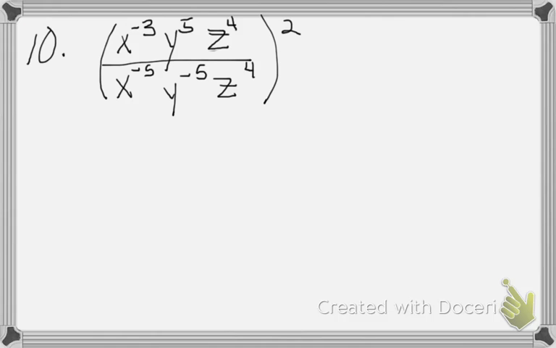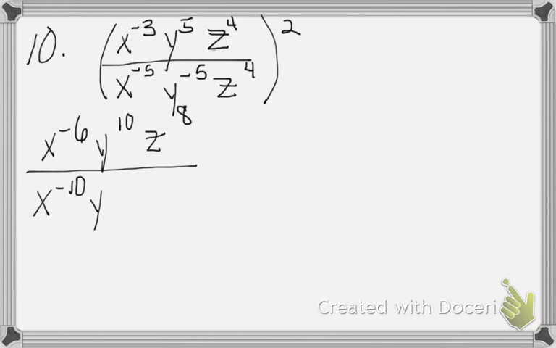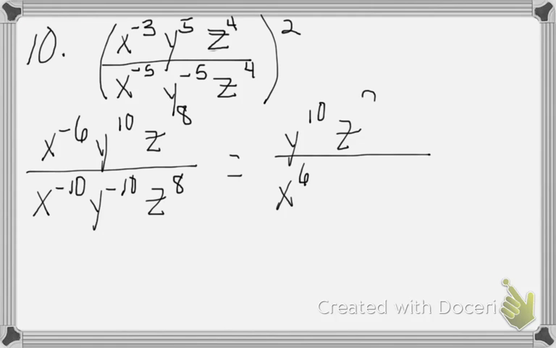Number 10, I'm going to do power of a power, so that's x to the negative 6, y to the 10th, z to the 8th, over x to the negative 10, y to the negative 10, z to the 8th. Now I'm going to make everything positive, so x to the 6th, move it, y to the 10th, leave it, z to the 8th, leave it, x to the negative 10, move that up top, y to the negative 10, move that up top to make it a positive 10, and z to the 8th, leave it.